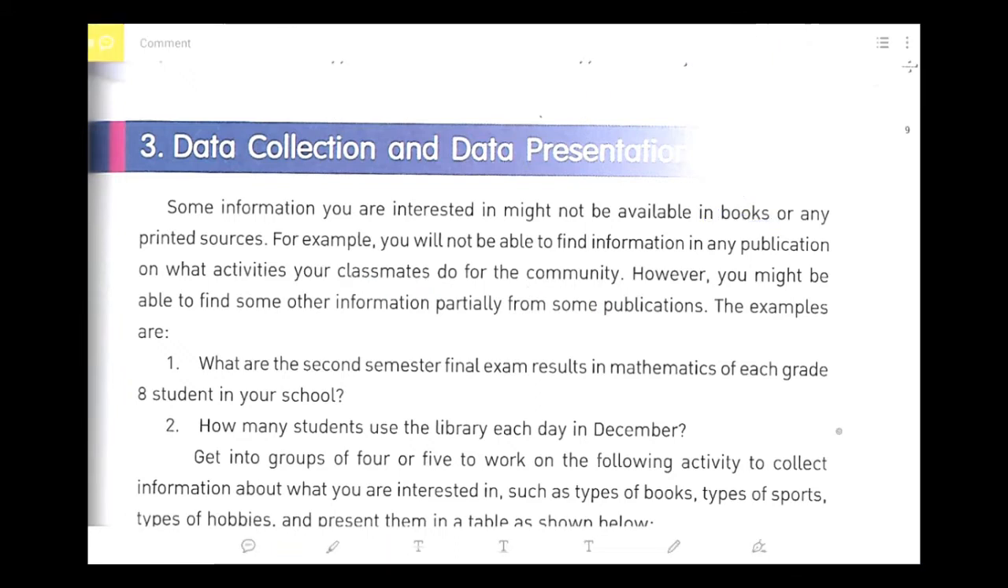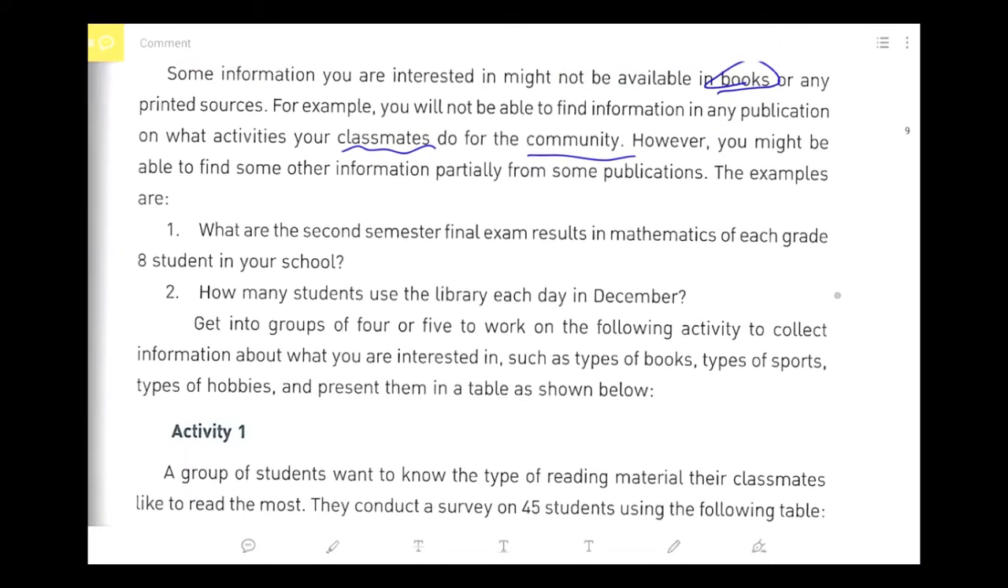So let's say the examples are: what are the second semester final exam results in mathematics of each grade 8 student in your school? Something like this is quite local, right? Because it's your school, it's not public. This one is not on TV, it's just at your school, at Satri with 3. You know what I mean, right?